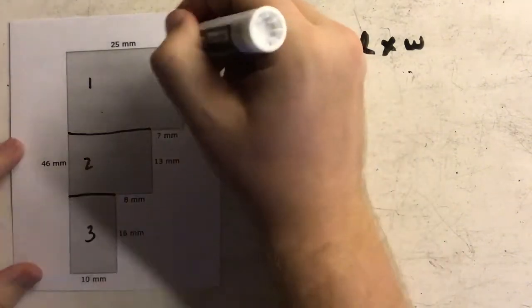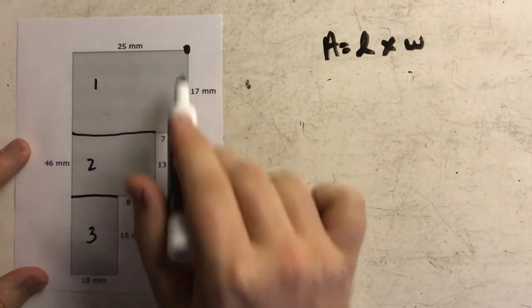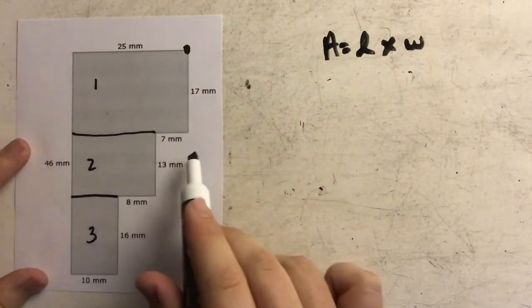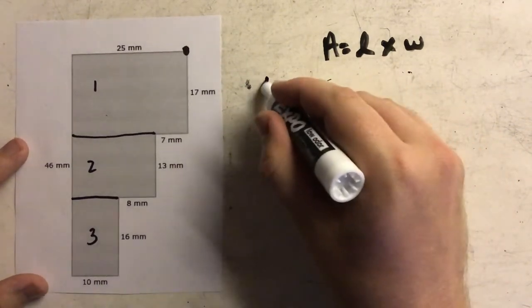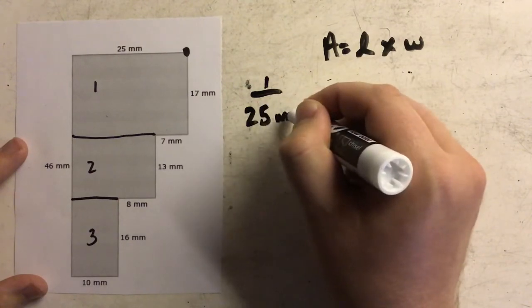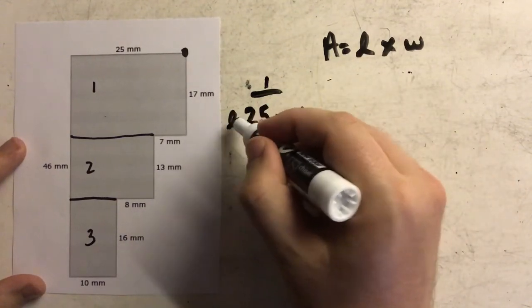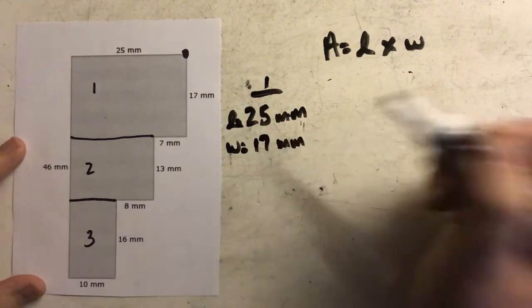Starting with this first one right here, I can see that my length and my width are already given to me. My length could be 25 millimeters, and my width would be 17 millimeters.